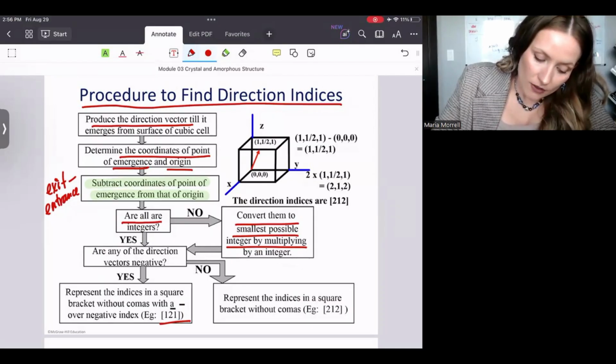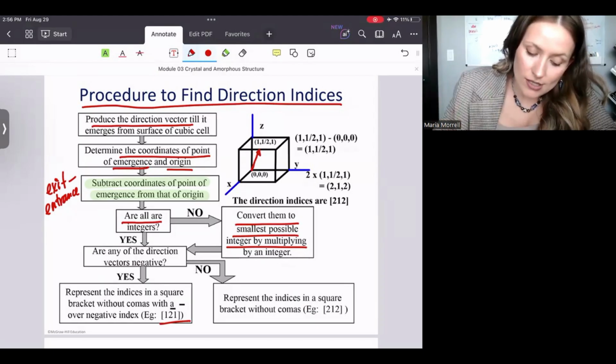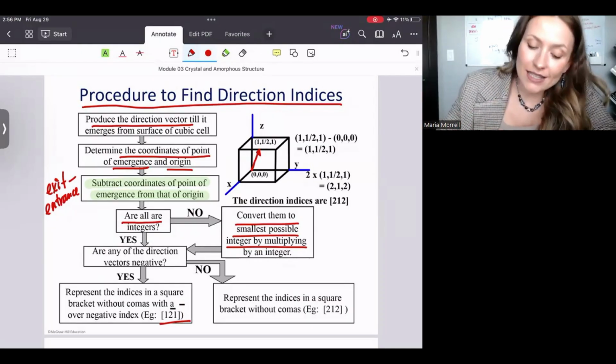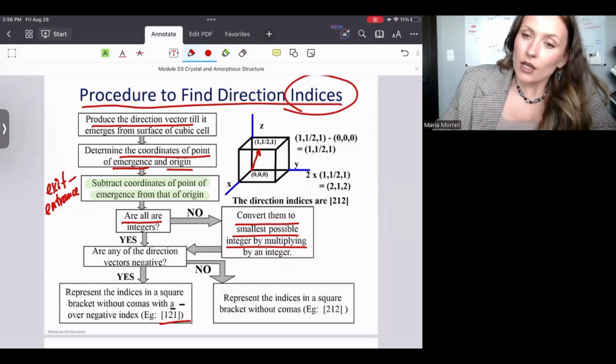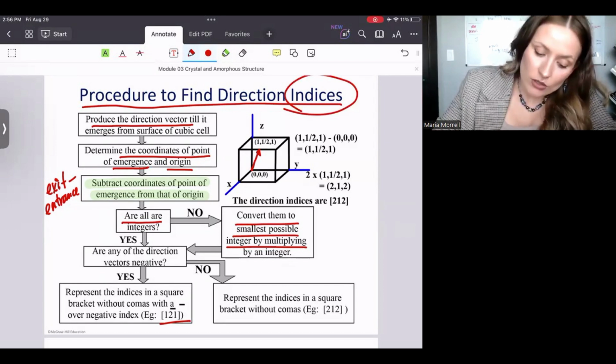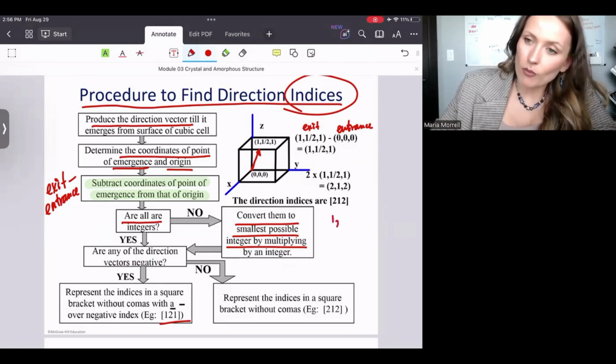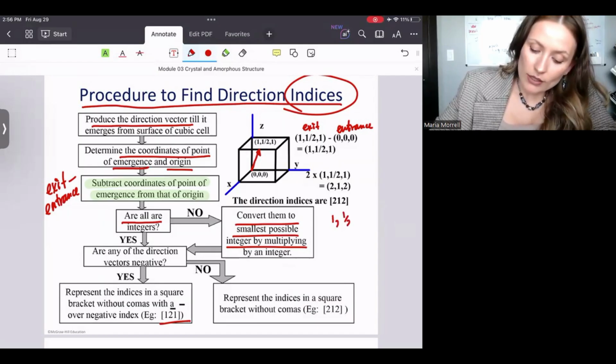So you have this vector right here. It starts at 0, 0, 0, and it emerges at 1, 1/2, and 1. So to find the direction indices, or to define this vector, we need to do exit minus entrance, right? And that's how we end up with, and I'm going to actually write it down right here, I want you to follow my thought, 1, 1/2, and 1. That is what I found.